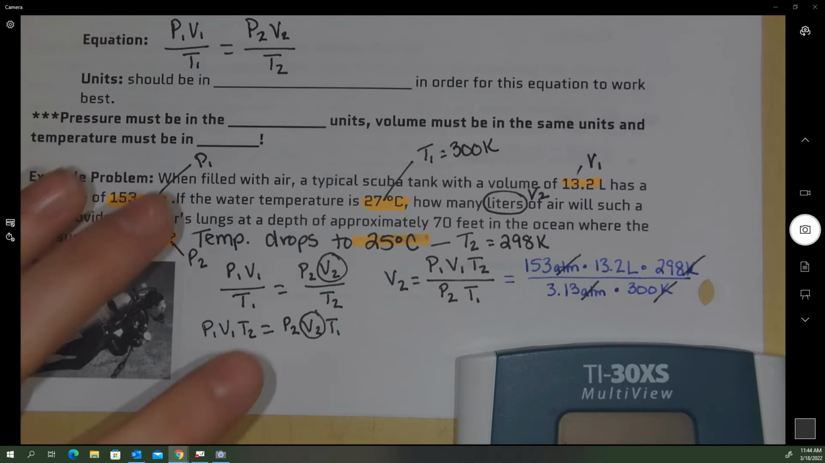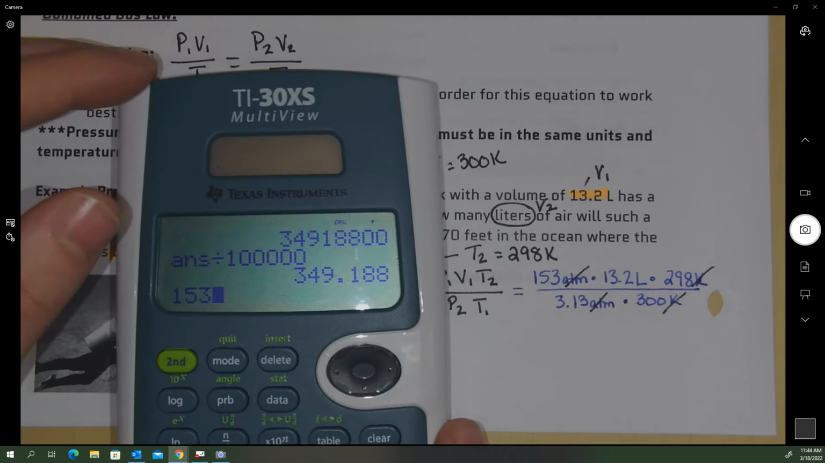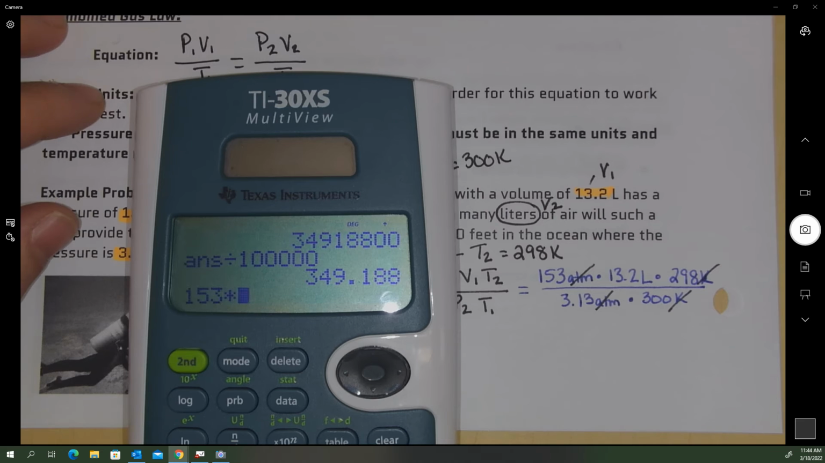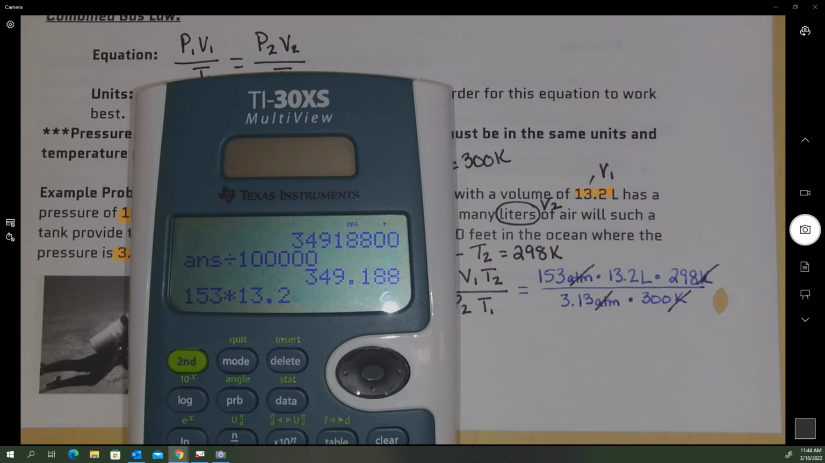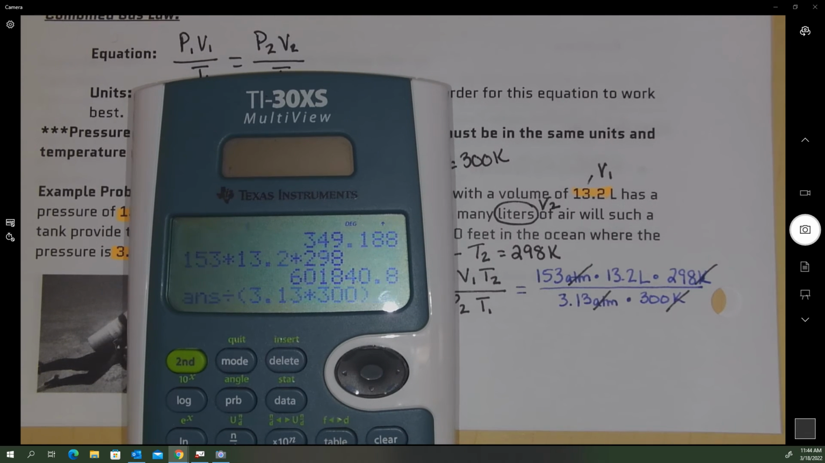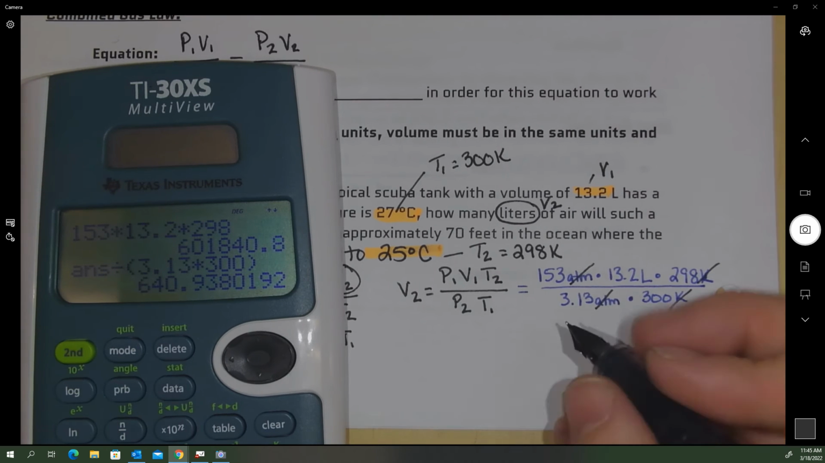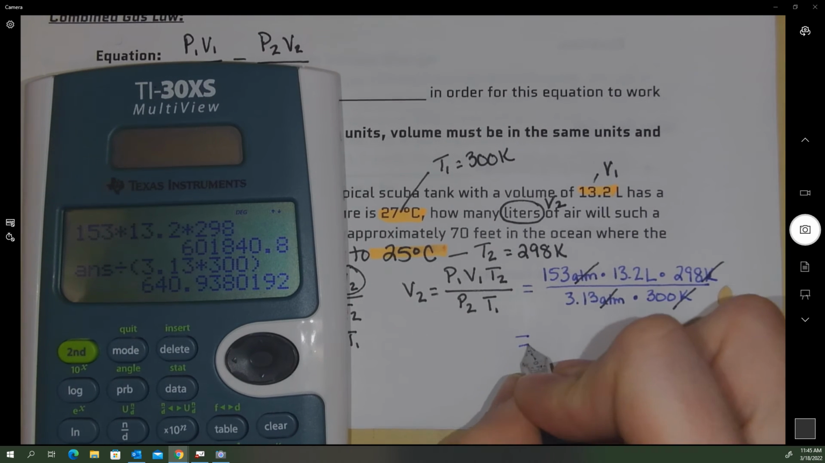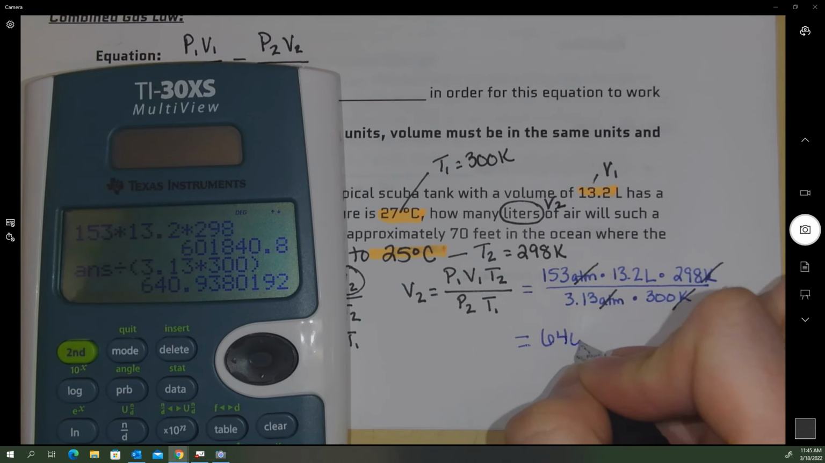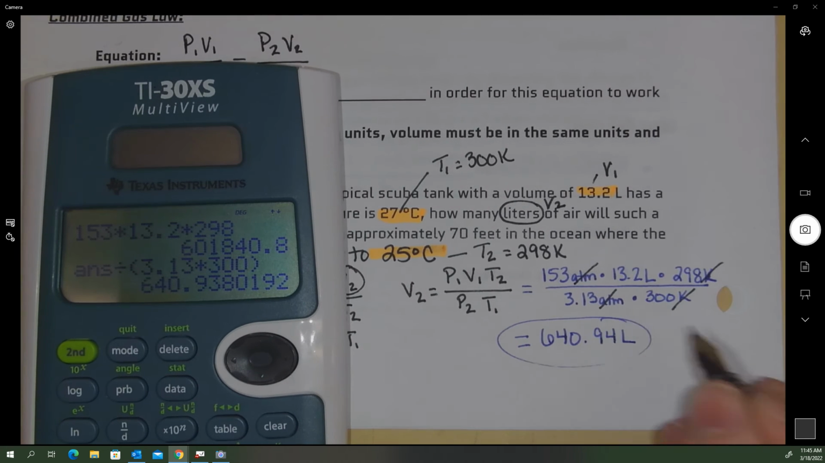Next, I just have to type this into my calculator. So 153 times 13.2 times 298 divided by 3.13 times 300. And that gives me 640.94. And your unit's going to be liters.